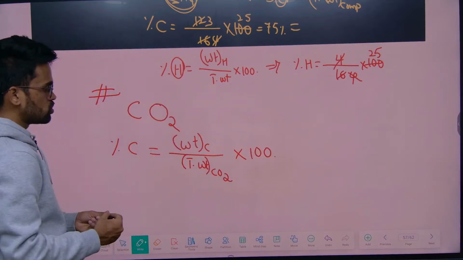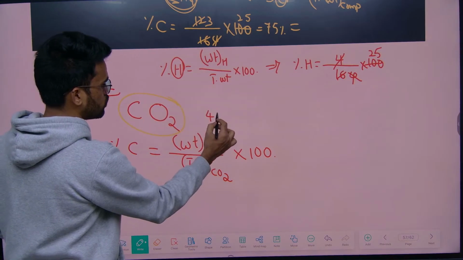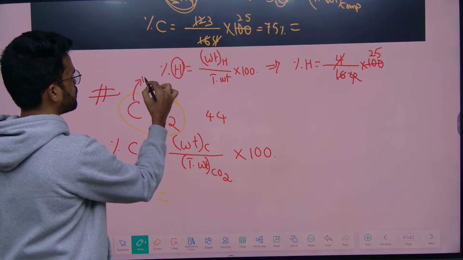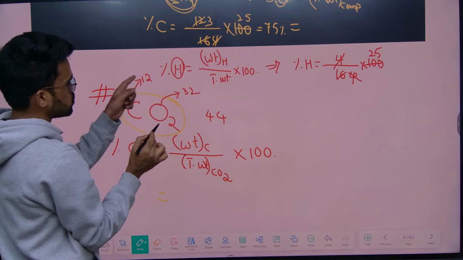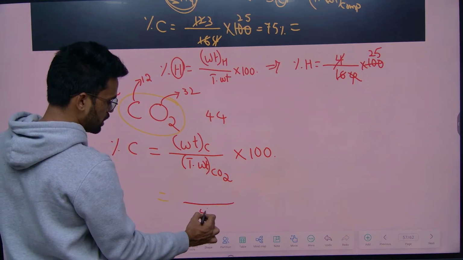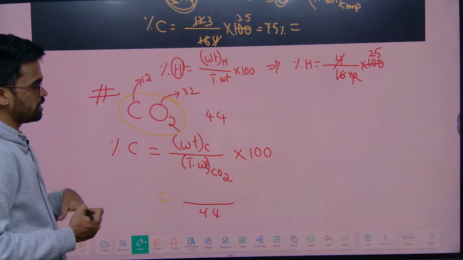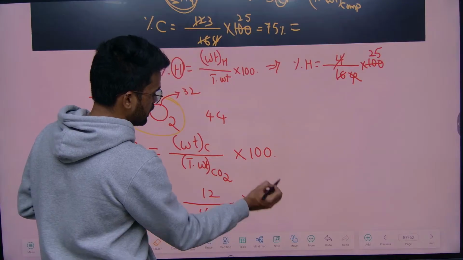Okay, done. So now here tell me what is the molar mass of carbon dioxide? It is 44, and particularly for carbon it is 12, for oxygens it is 32. Right, so total sum is 44. That's it, done with the question. So in the denominator you take 44, in the numerator you take 12 into 100. That's it. Try to simplify this.